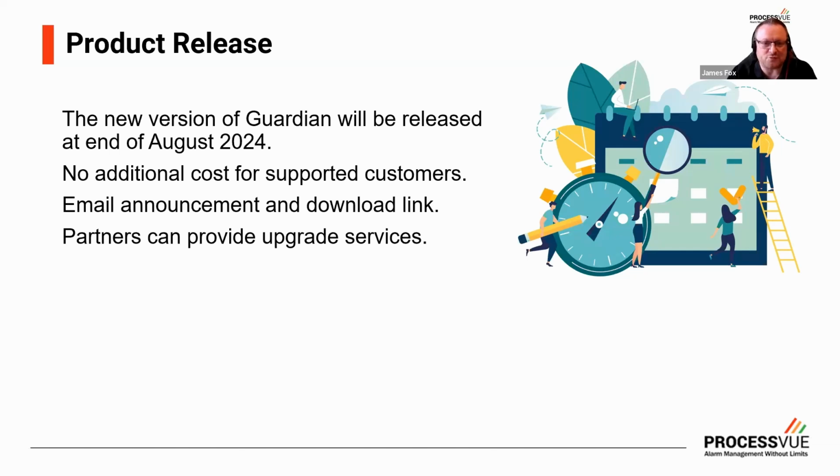When the software is released, we'll send out an email to the user base to inform them. And then shortly after that, we'll send out another email which contains a download link so that users will be able to download the software and perform the upgrade. Now, if you're not sure about how to upgrade the software, our partners can provide upgrade services. So please don't hesitate to contact them and discuss any requirements that you may have. They're there to help you.